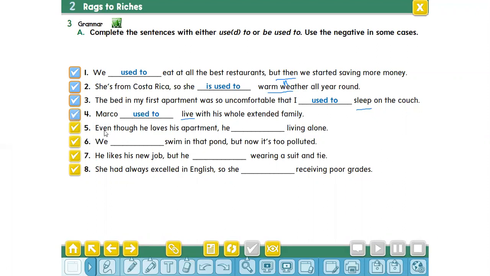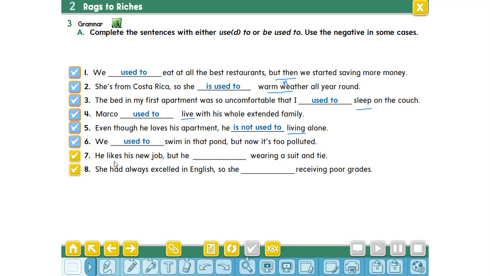Number 5, even though he loves his apartment, he isn't used to living alone. Pay attention, living, gerund, verb plus ing. So we use, excellent, isn't used to. Number 6, we used to swim in that pond, but now it's too polluted. But now, okay? It isn't done now. And the verb here is in the base form. So we use used to.